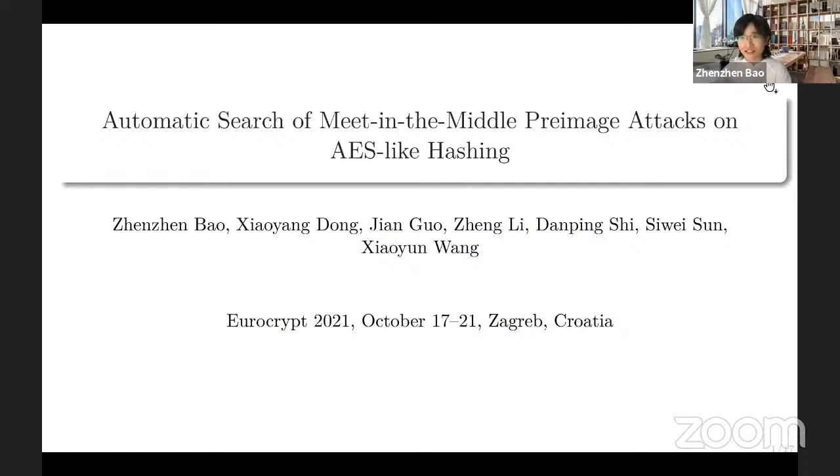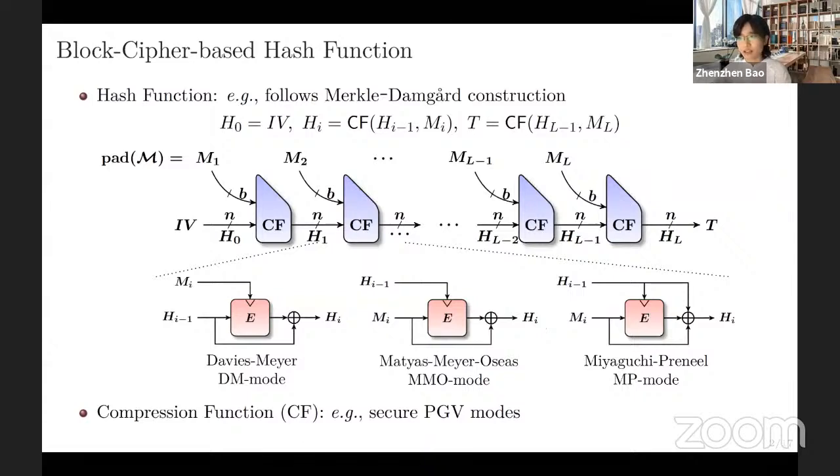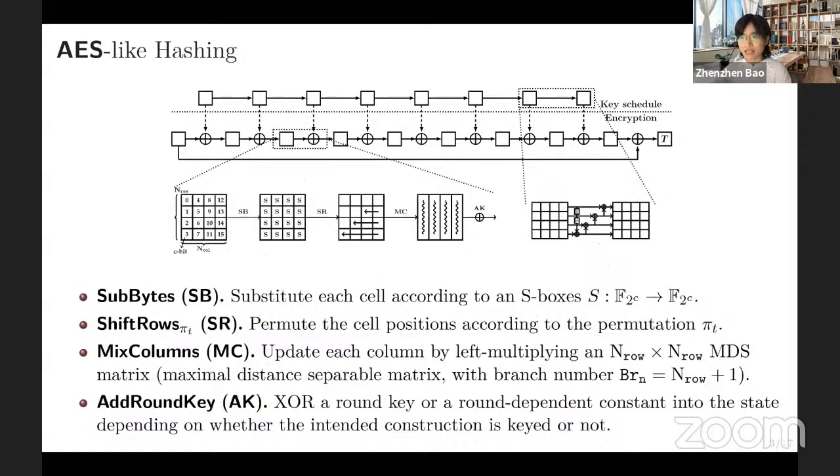Hi everyone. The work is on automatic search of meet-in-the-middle preimage attacks on AES-like hashing. It is joint work with several co-authors. The target is focused on hash functions that use compression functions built from block ciphers, applying, for example, the secure PGV modes. The underlying block ciphers are AES-like, whose state is a two-dimensional array of cells.